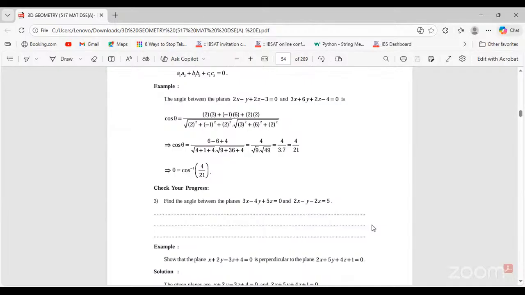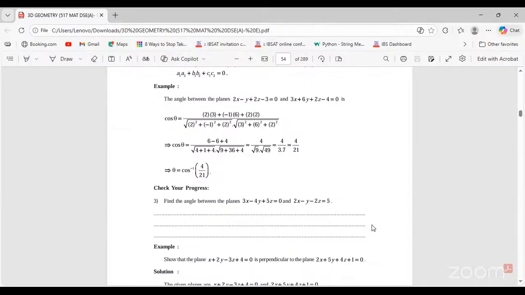Here, what are a1, b1, c1 and a2, b2, c2? Here a1 value is 2, b1 value is minus 1, c1 value is 2, and d1 value is minus 3. There is no need to write d1 and d2; we need only a1, b1, c1, a2, b2, c2. So a2 value is 3, b2 value is 6 and c2 value is 2.